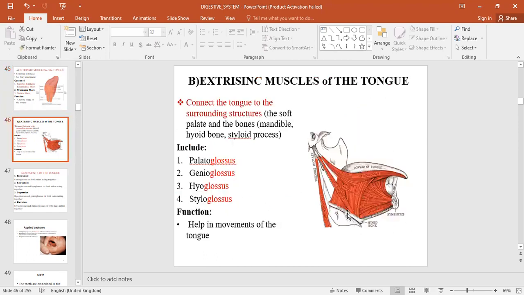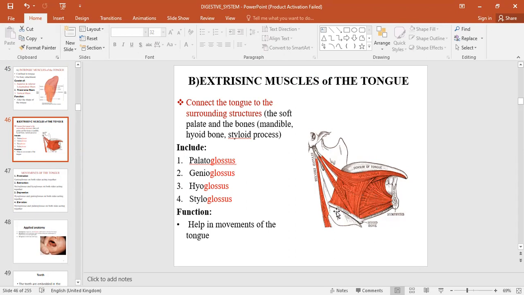Then we have genioglossus. Here, this is the lower jaw, what we call the mandible. Inside the mandible there are small bone protuberances, these projections here. We call them geniotubercles. So there's this muscle. You can see that this wide muscle is starting from the geniotubercle of the mandible to go into the tongue. So we call this muscle genioglossus.